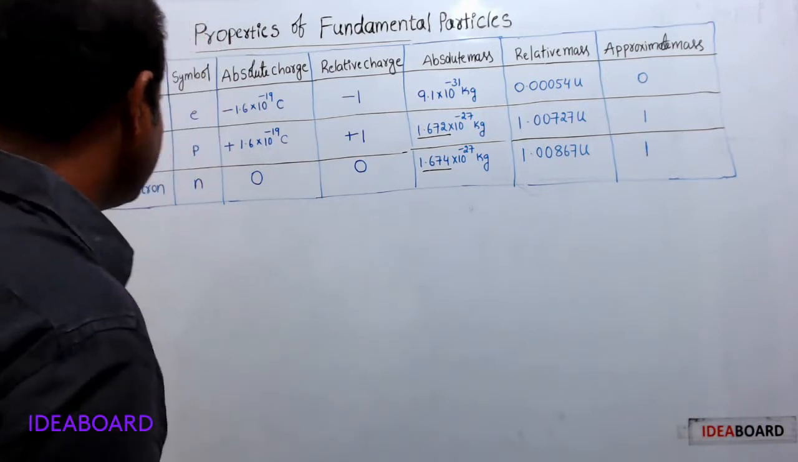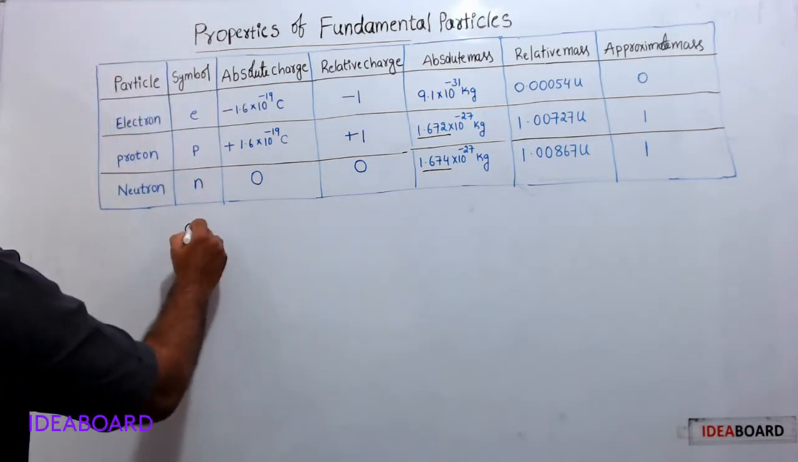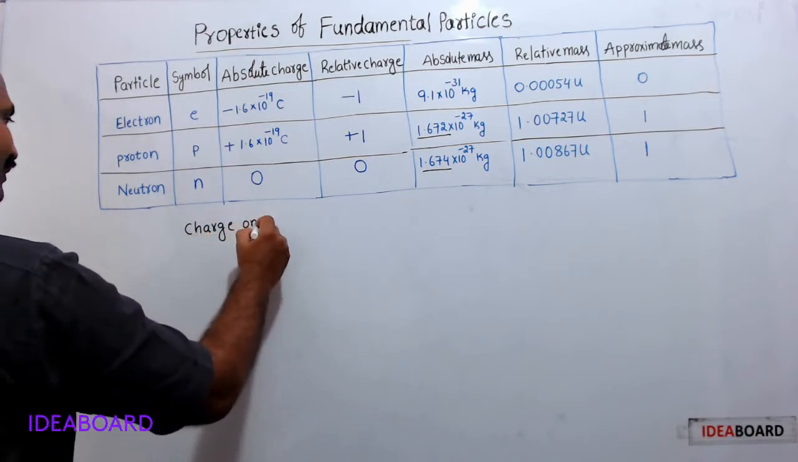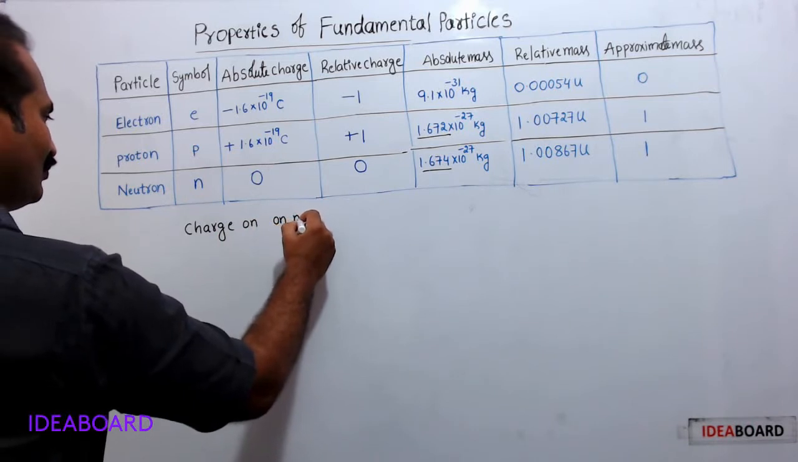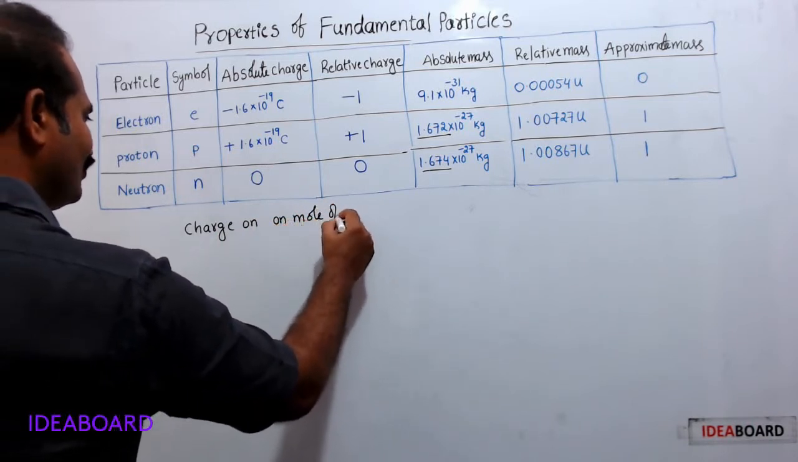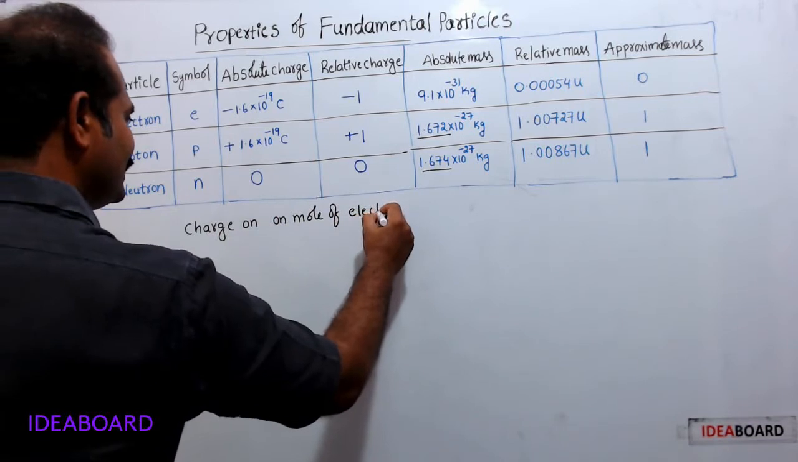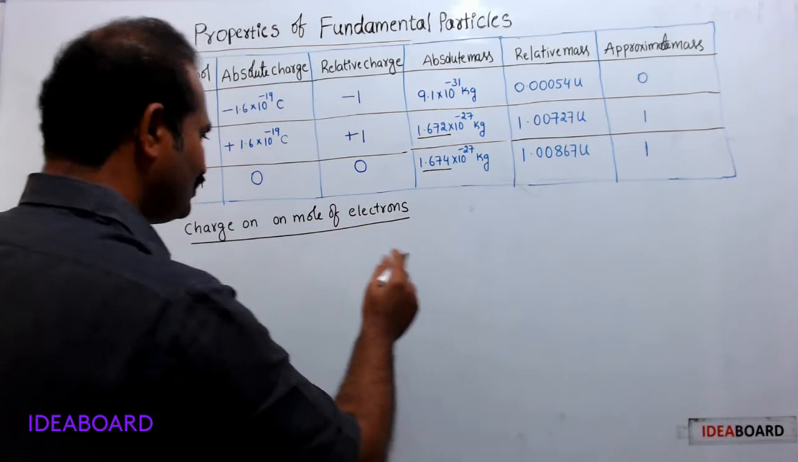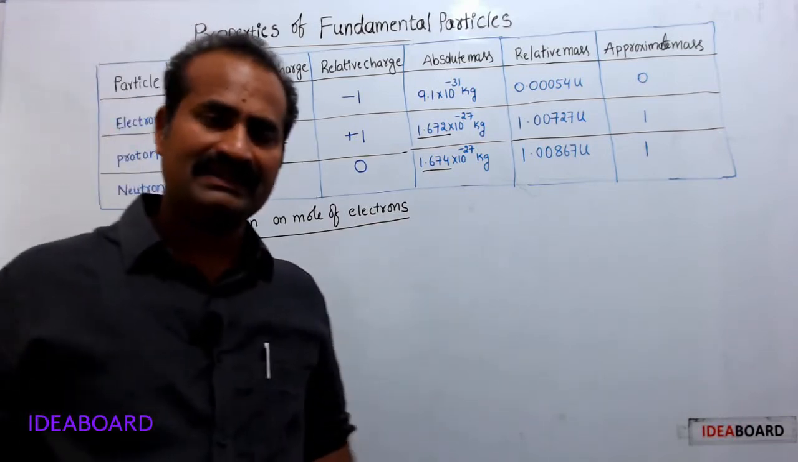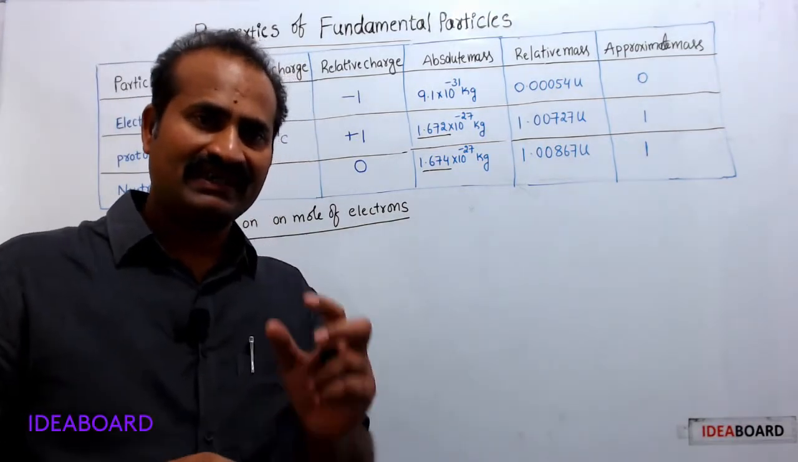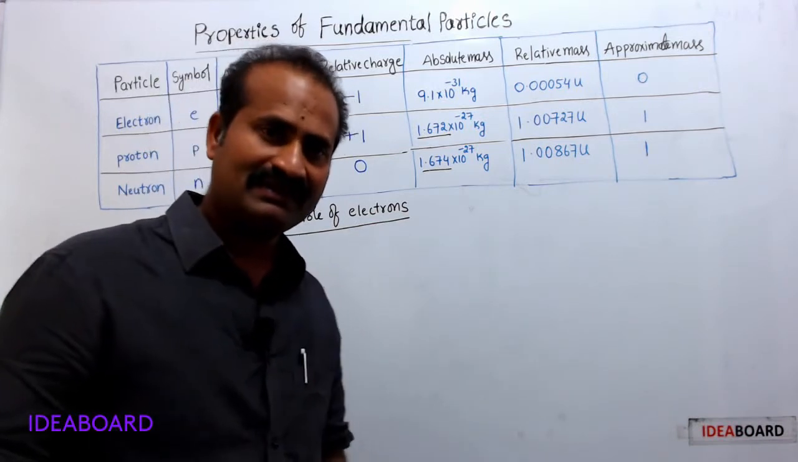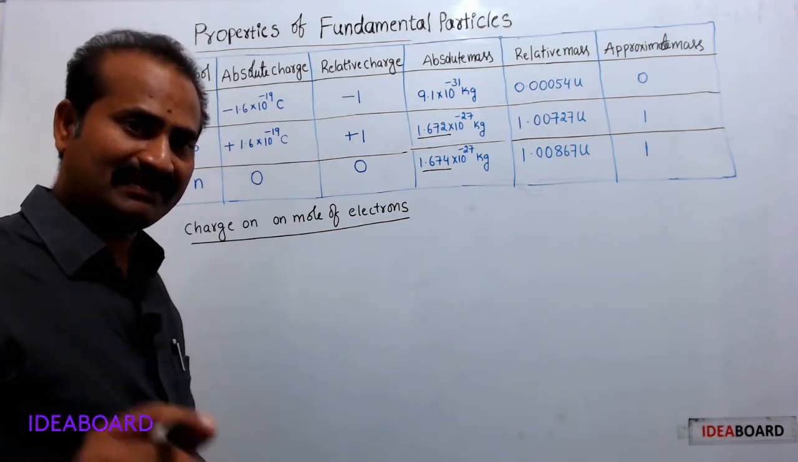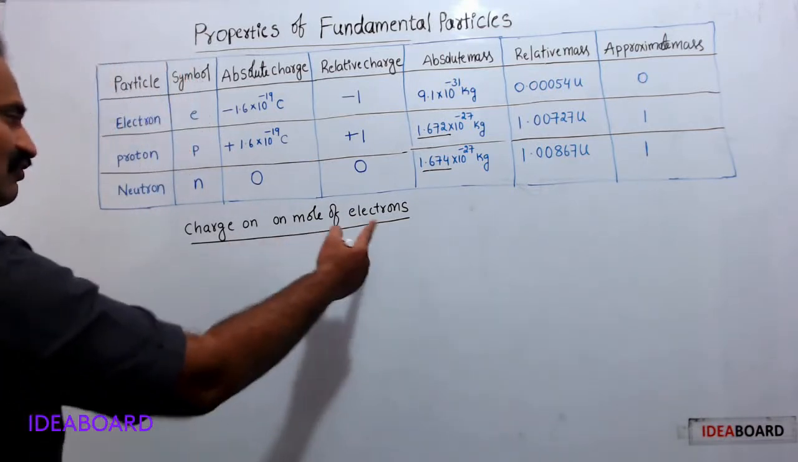Okay, now we'll see the charge on one mole of electrons. Charge on 1 mole of electrons. 1 mole means a quantity which contains Avogadro number of particles. Avogadro number means 6.023 into 10 power 23, which is indicated by Na. Okay. Charge on 1 mole of electrons.